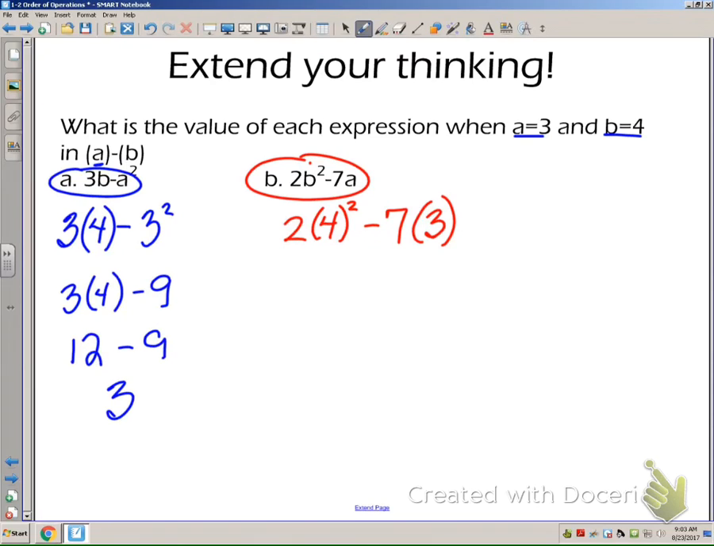Okay, part B says to do parentheses first, but there's nothing to simplify inside the parentheses, so I'm going to go ahead and do the exponents. So I've got 2 times 16 minus 7 times 3. Go ahead and do my multiplication. 32 minus 21. So 32 minus 21 is what? 9, 10, 11.